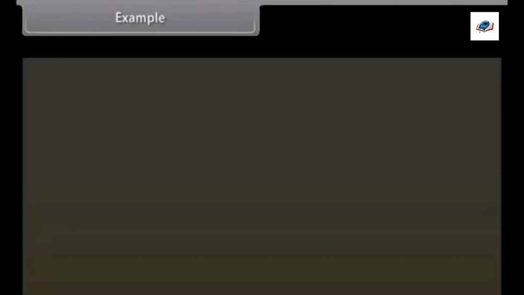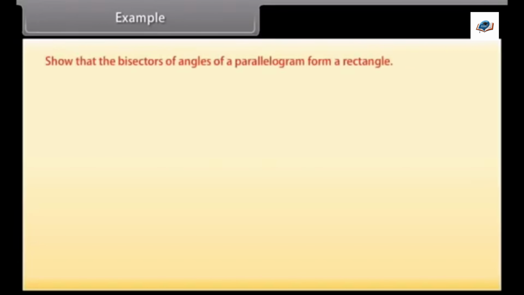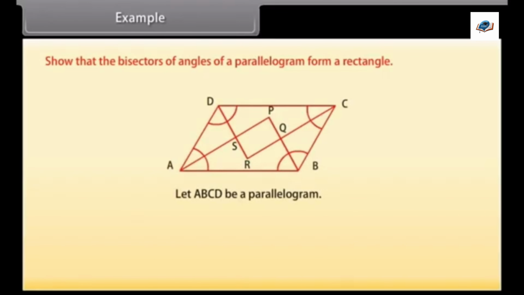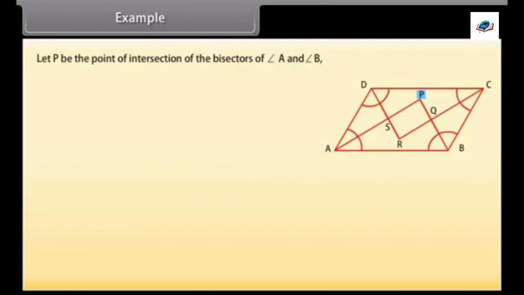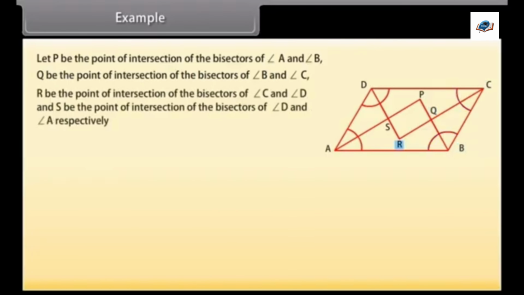Example. Let us now solve one problem. Show that the bisectors of angles of a parallelogram form a rectangle. Let ABCD be a parallelogram. Let P be the point of intersection of the bisectors of angle A and angle B. Q be the point of intersection of the bisectors of angle B and angle C. R be the point of intersection of the bisectors of angle C and angle D. And S be the point of intersection of the bisectors of angle D and angle A respectively.